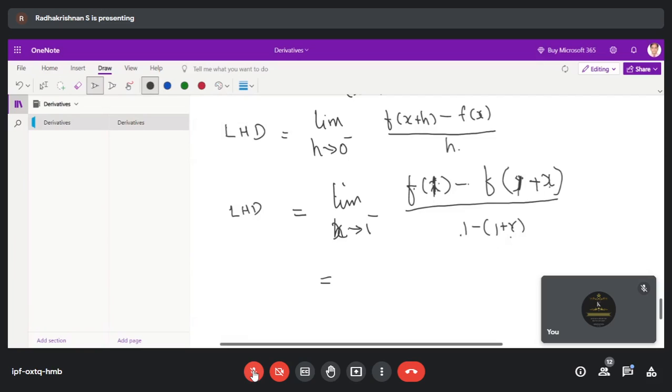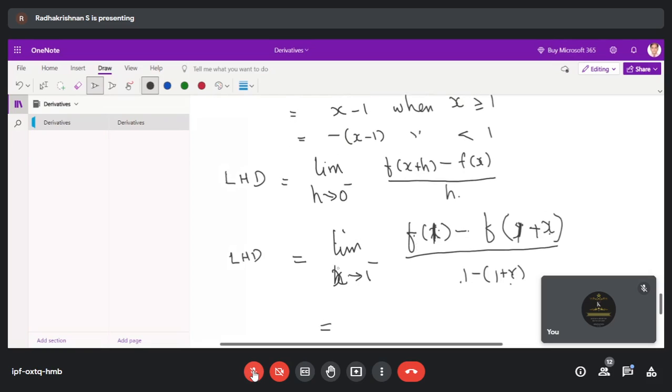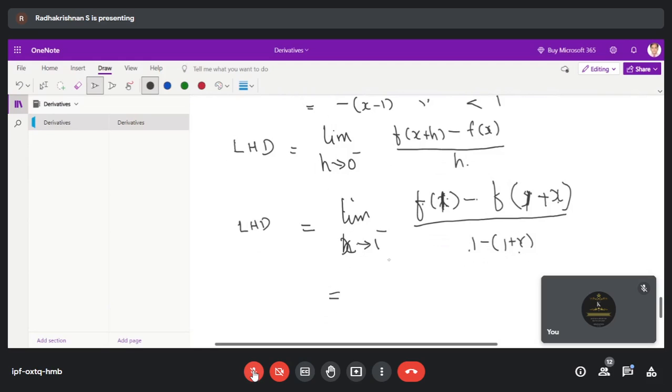So what is f of 1? You put it as 0, right? F of 1 is 0. So you put x equal to 1 and the mod function becomes 0. Minus 0. So f of 1 plus x is 1, right? So the left hand limit will be minus 1.